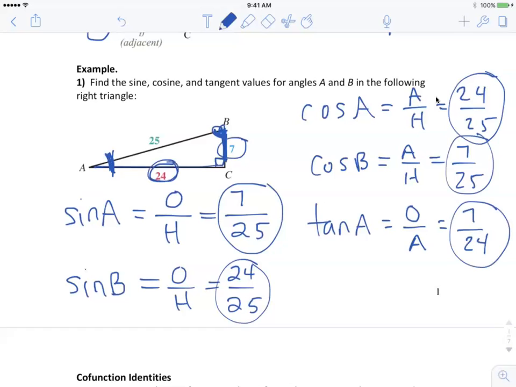And then tangent of B. So now we're up here, the angle B, it's still opposite divided by adjacent. So if we're talking about the angle B, opposite B is the side 24, right? And adjacent to B is the 7, okay?